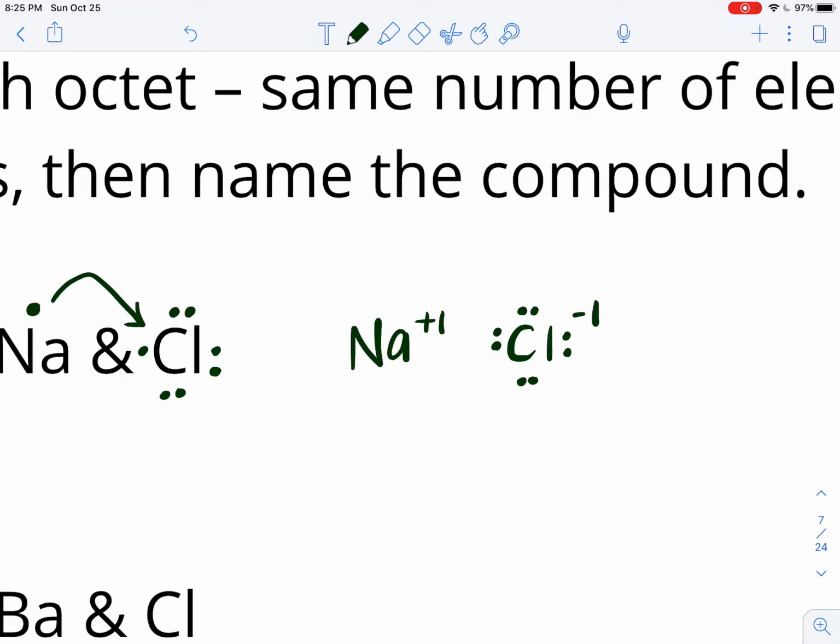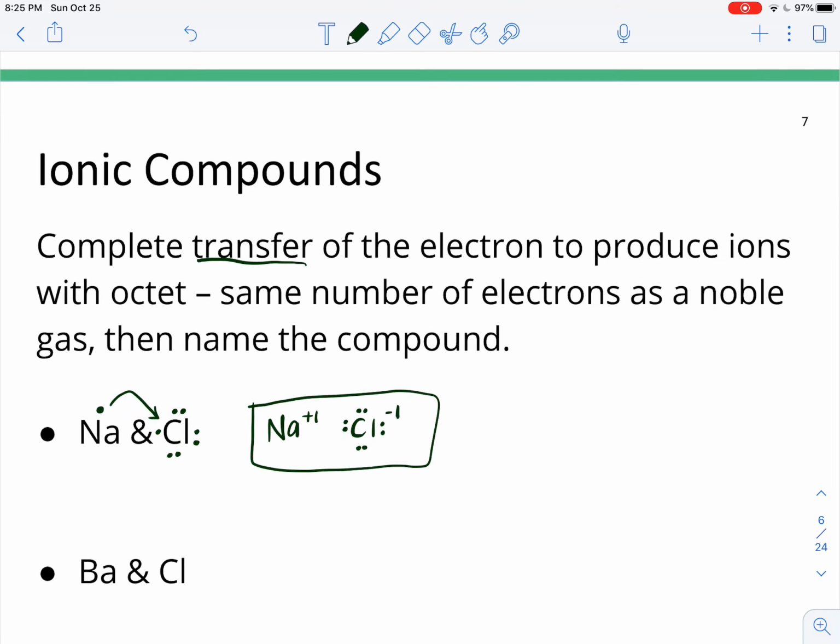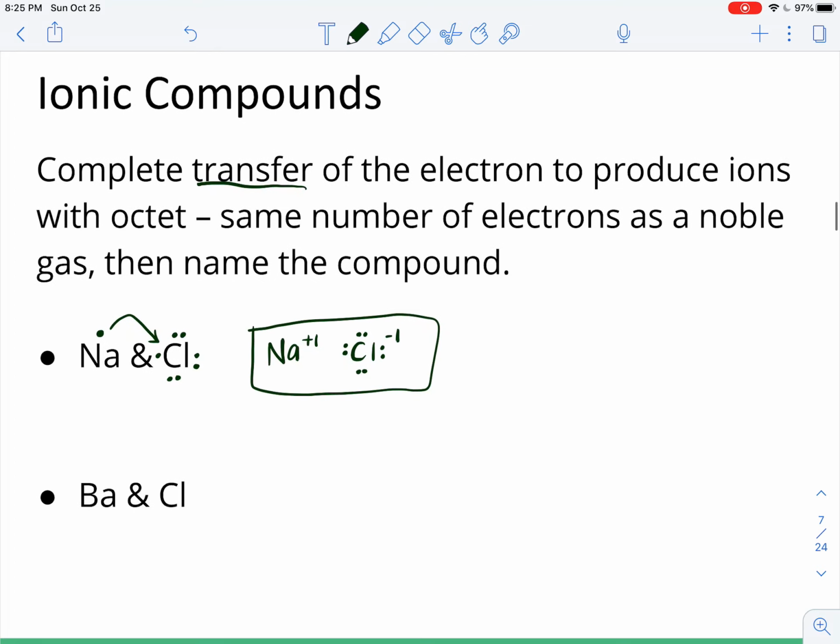So this is actually what's going to be formed as a result of this ionic bond. All right, so the name of this, we can see that we have obviously a metal and a non-metal, so we're just going to name the first element, which is sodium, and then we're going to change the ending of chlorine to chloride.